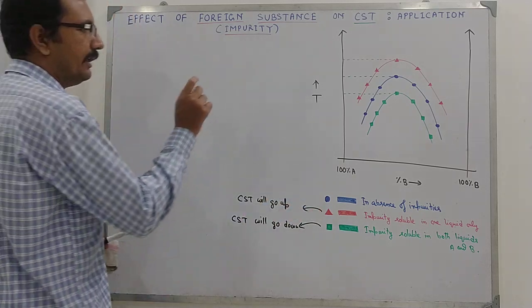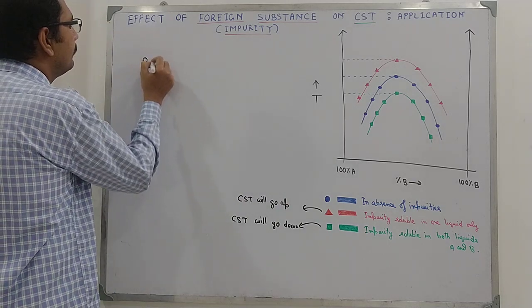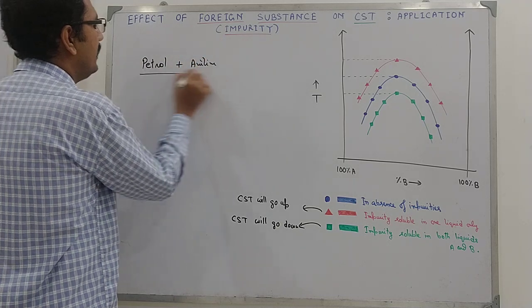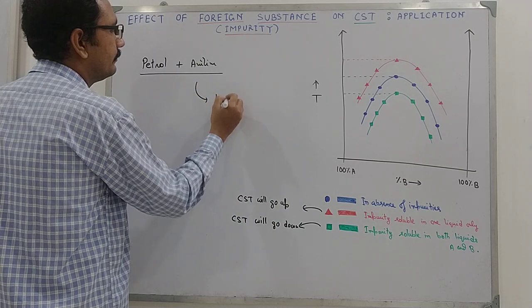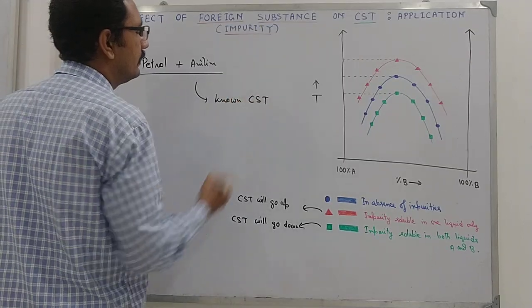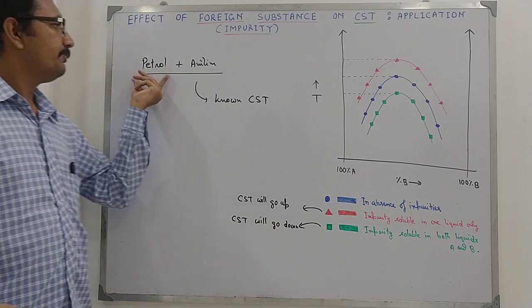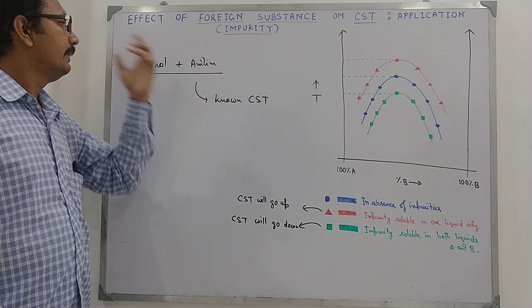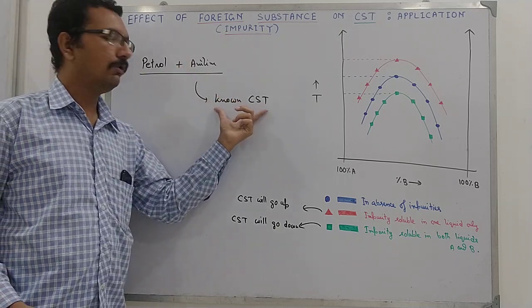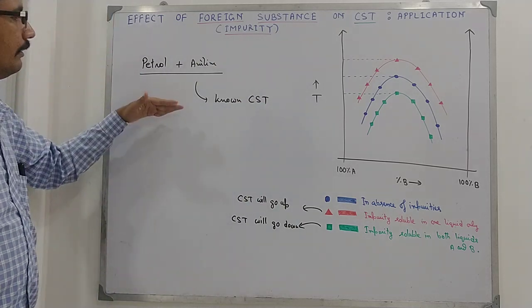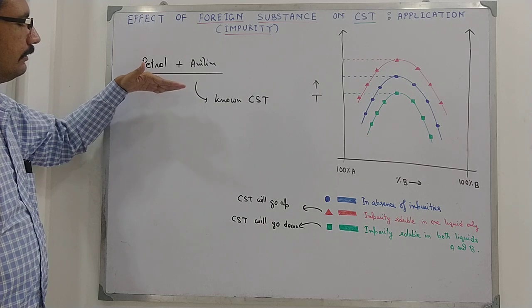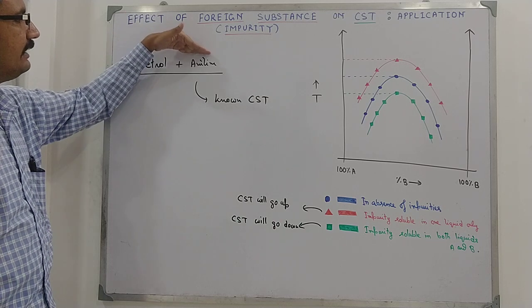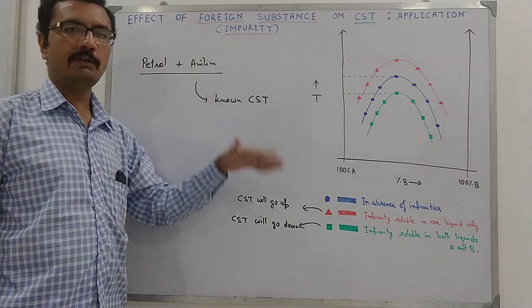To check, you take a sample of petrol. Now add to it aniline. Now this system has a known CST. If the petrol is pure, then this petrol aniline combination, this binary partially miscible liquid pair, has a known critical solution temperature. But you take the sample which is commercially available in the market and you add aniline and try to find out the CST through experiment.